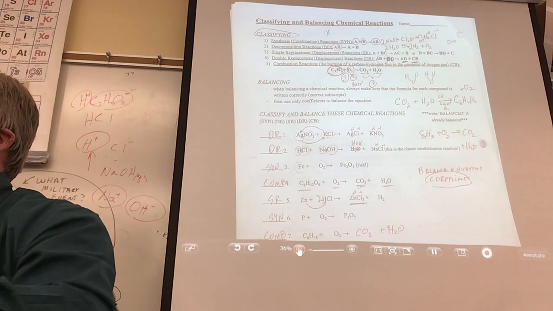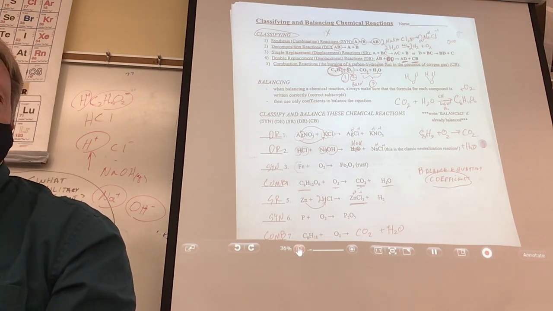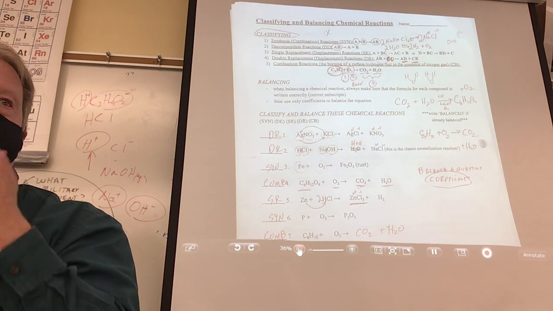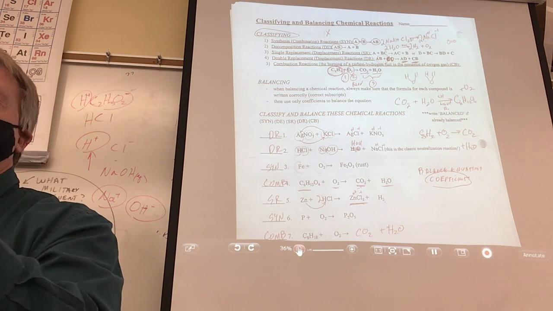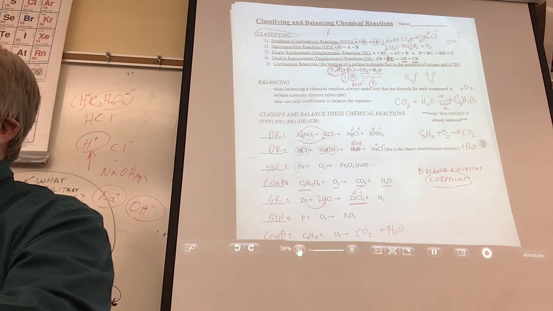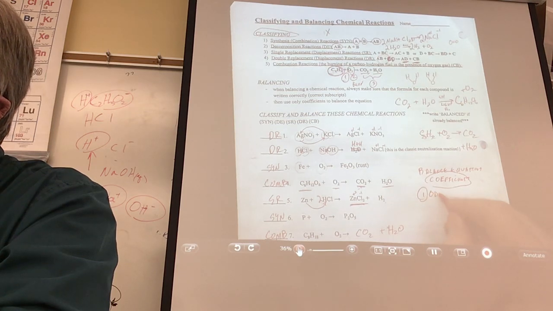You can't change H2O into H3O to balance. You can't do that. Water is H2O, isn't it? So right now, all of my formulas are correct. Now, what am I going to do to balance it? Coefficients. So trick number 1 is called the odd-even mismatch.